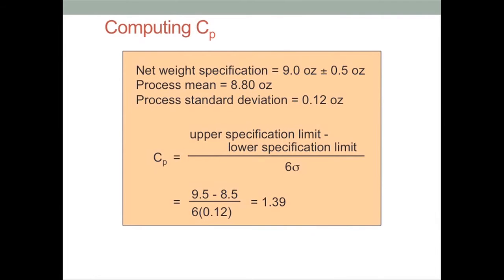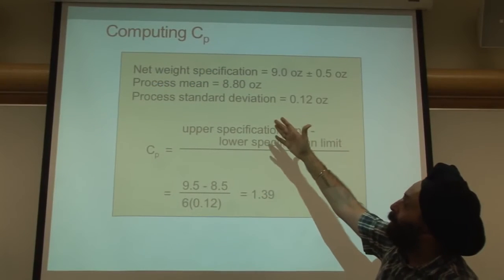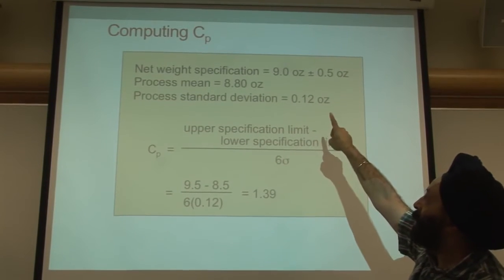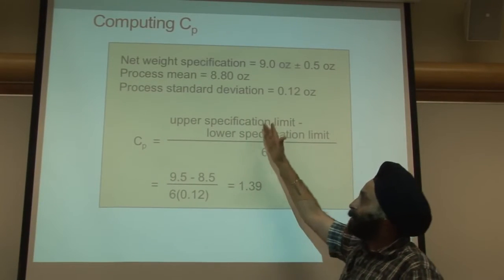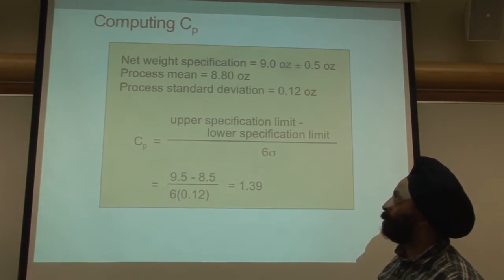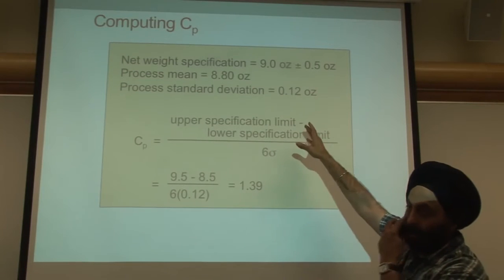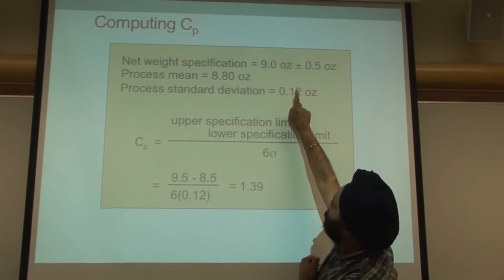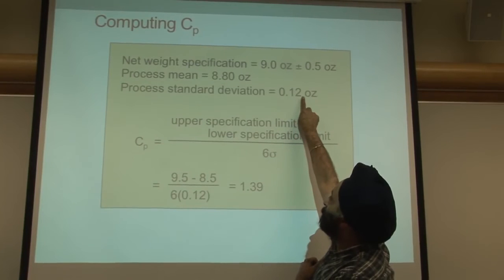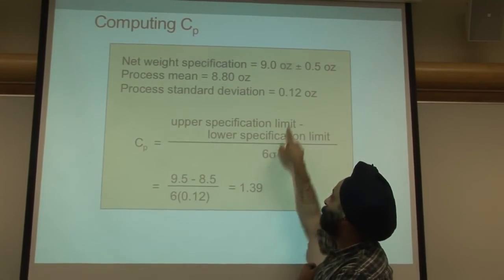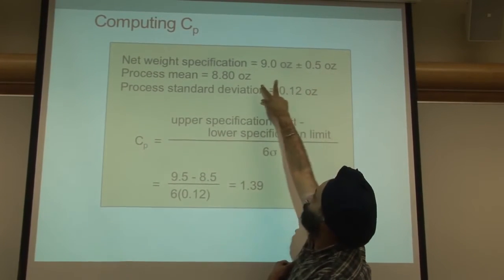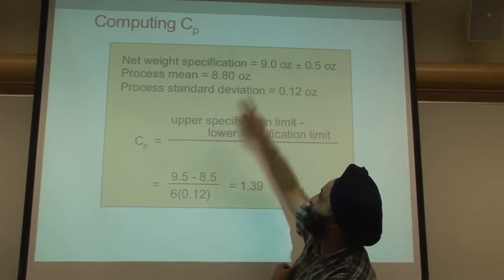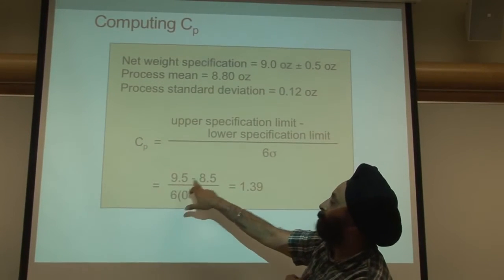And in terms of computing Cp, let's look at a numerical example. The net weight specifications are 9 ounces plus or minus 0.5 ounces. Process mean is 8.8 ounces that your process is normally on average producing. And standard deviation is 0.12. So if this is the sigma, 6 times sigma is 6 times 0.12, which is the denominator. And plus or minus 0.5 ounce when added to or subtracted from 9, will give you 9.5 minus 8.5.